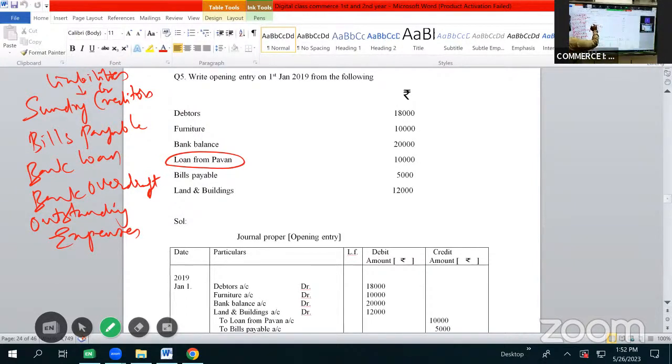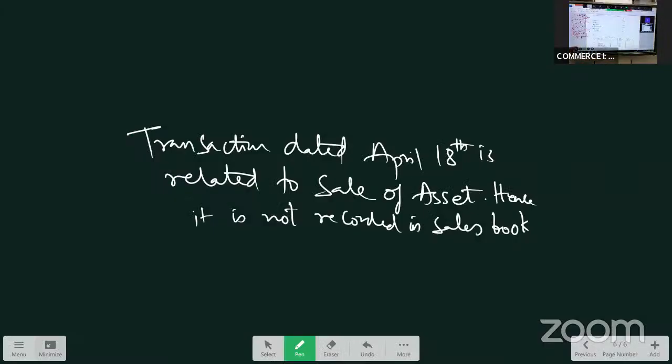So these fall under the category of liability. Bills payable fall under the category of liability. All other names are assets. So first we'll be writing all the assets. So we have two liabilities in this problem. One is loan from Pawan, another one is bills payable. So apart from this, all other are assets. So first we'll be writing all the assets one after the other.